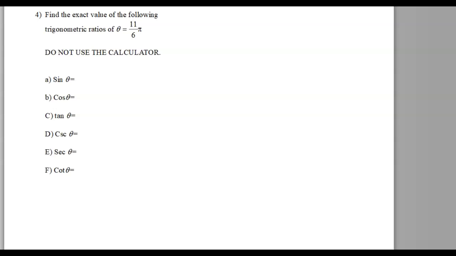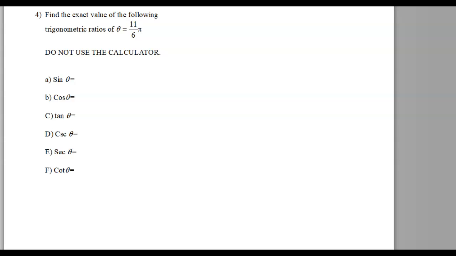Find the exact value of the following trigonometry ratios of theta equals 11 over 6 pi. Do not use the calculator. All right, so that's the angle that is inside of the unit circle, 11 over 6 pi. Why? Because we've seen it before.